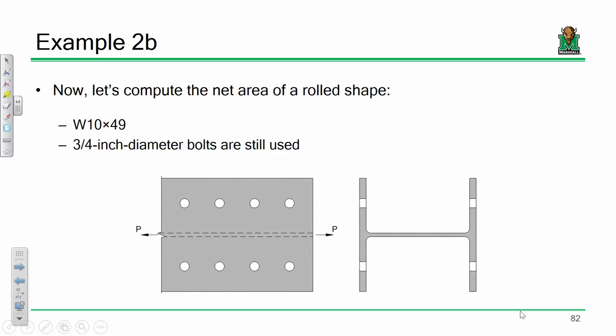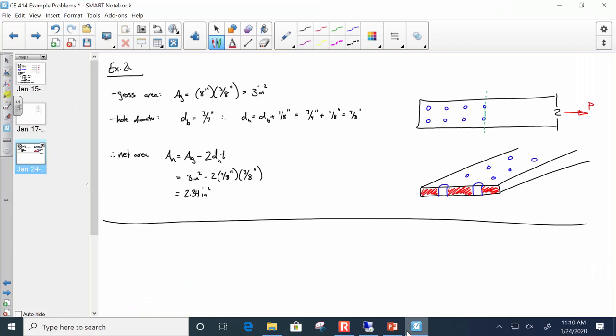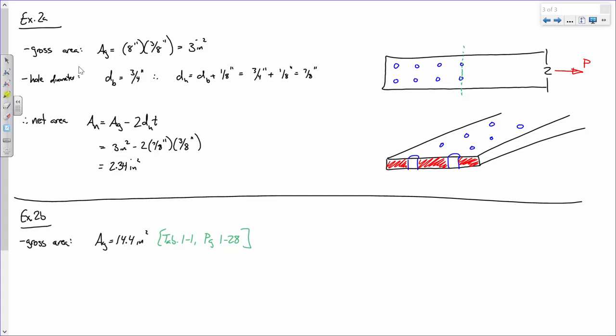Now, somebody help me out. Does somebody have the area of a W10x49? 14.4. So example 2B, the gross area: A_g is 14.4 inches squared. Now, what table are you in? Table 1-1? Yes. What page are you on? 1-28. Right off the bat, if you're not there, I want you to find that. Make sure that everybody is able to find that value. Keep that page open. We're not done with it yet.